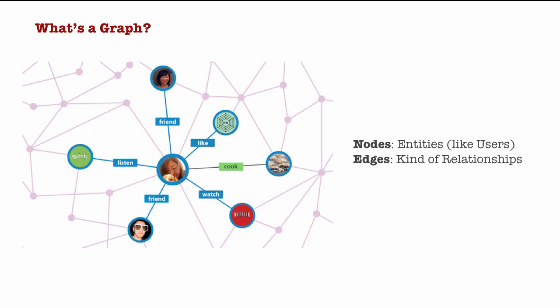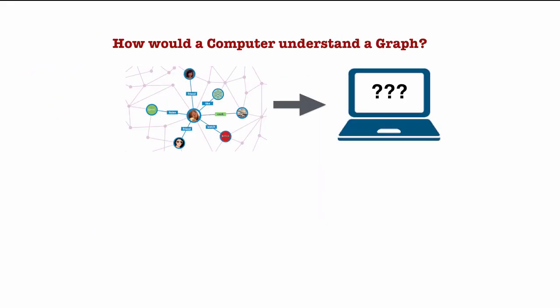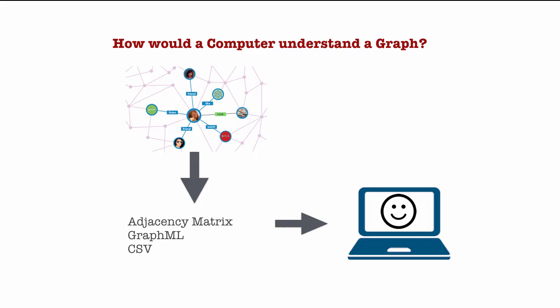For instance, a directed edge from user A to user B can mean that A follows B, or an edge between a user A and a page can mean that the user likes that particular page. However, how would a computer understand such a node-edge format? There are various ways to represent a node-edge graph. Some of the most widely used methods are Adjacency Matrix, GraphML format, and CSV files. Let us look at what they are.